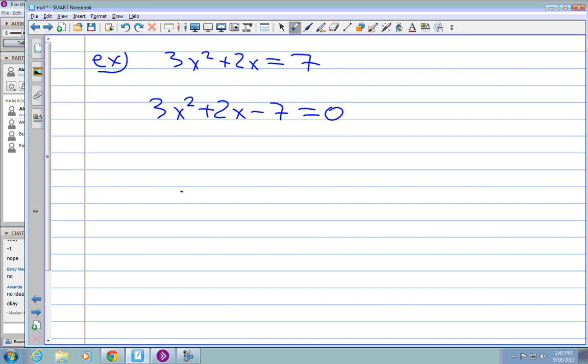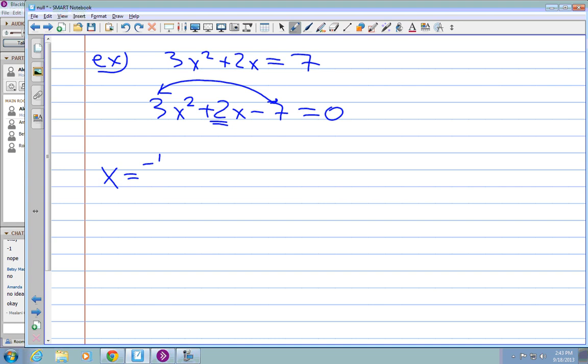Remember how we do that? We look for two numbers that multiply to this product, which is negative 21, and add to 2. So probably not. I don't know two numbers that multiply to negative 21 and add to positive 2. So it's not going to factor. But even if you can factor that, but it takes you a long time, if you're kind of stuck on factoring, just move on to the quadratic formula.